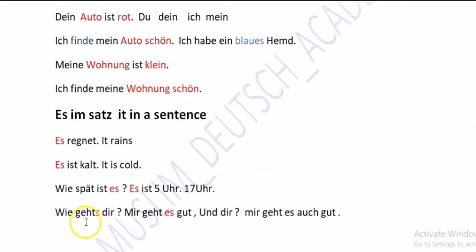So the next example is wie geht's dir? It means how are you? Here we say mir geht's gut, und dir? I am good, and you? The next person says mir geht es auch gut. I'm also good. Auch means also. And for good in English, in German we say gut.